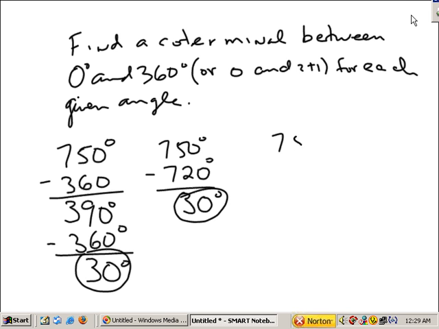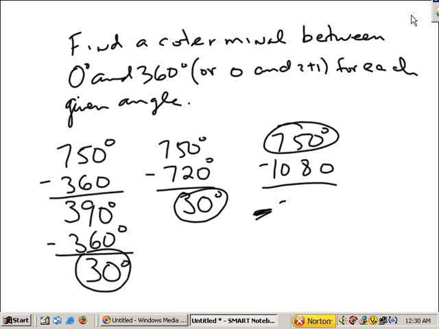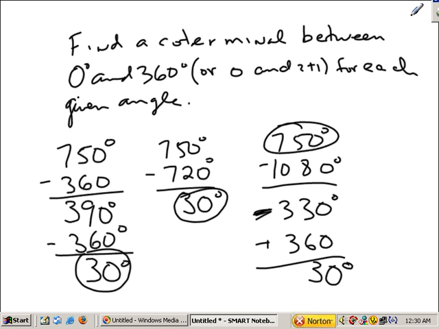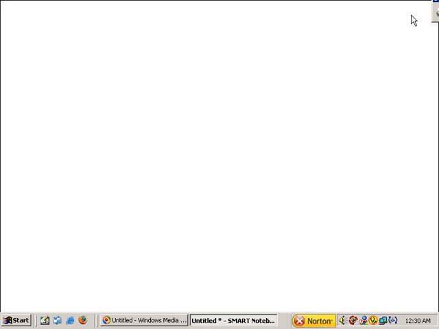If by mistake, and this is a big mistake, you take away too many 360s, like 1080, well, again, you should realize if you take away more than what you're starting with, you will be negative. It's not the worst problem. You're negative and you add back 360, and you will get 30 degrees. You can keep adding and subtracting 360s all day long until you finally get an answer between 0 and 360. And give you, say, negative 810.